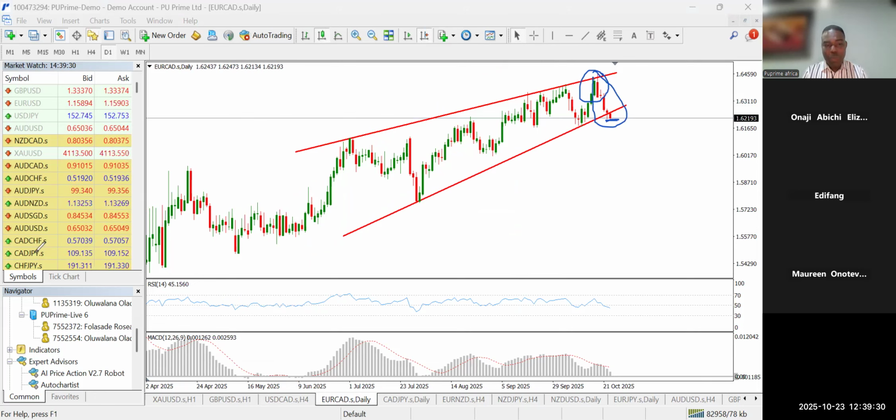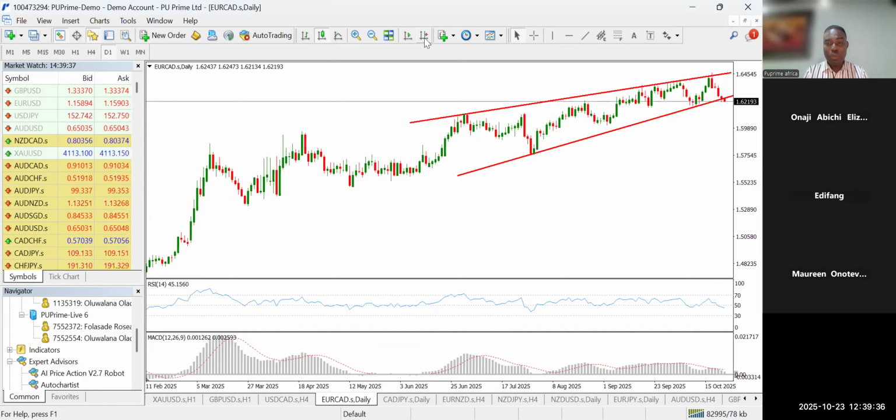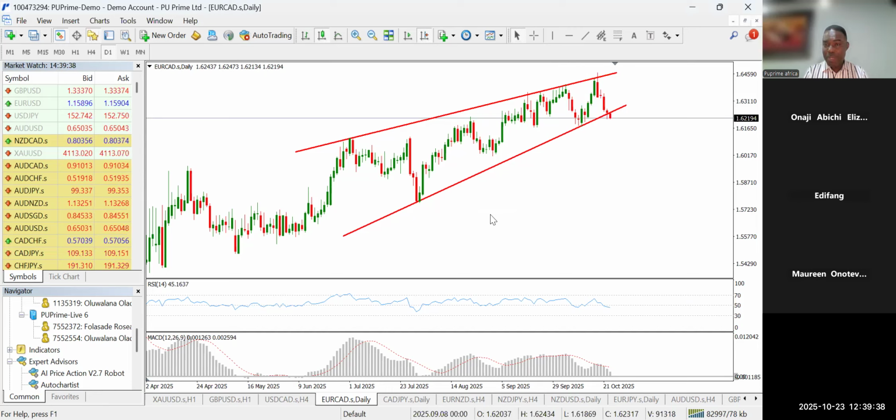So again, this one without the dollar now, if the data comes out good for the Canadian dollar, then the Euro card might also go further bearish. The reason being that for the Euro card, the card is the quote currency. It's not the base, it's a quote. So if the data comes out good for the card, Euro card will sell. It's only an instrument like a card JPY that will go bullish if the data comes out good for the card. Otherwise, a currency pair like Euro card will go bearish.